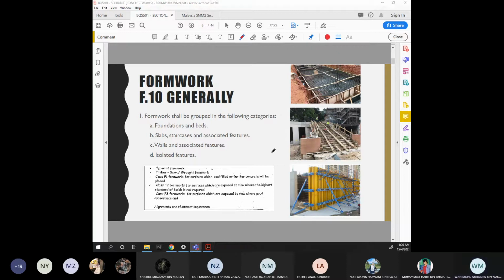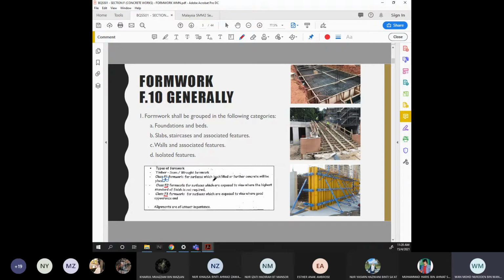Type of formwork. Ya, ini ada maklumat tambahan kat sini. Type of formwork kita ada timber, steel atau all rod formwork. So kita biasa tengok dalam BQ lah. BQ ada akan keluar kelas F1, F2, F3. Apa maksud F1, F2, F3?